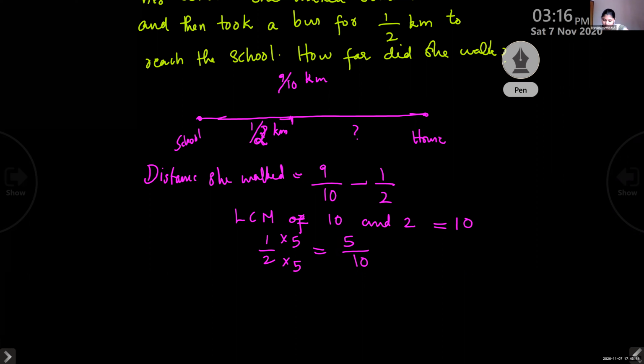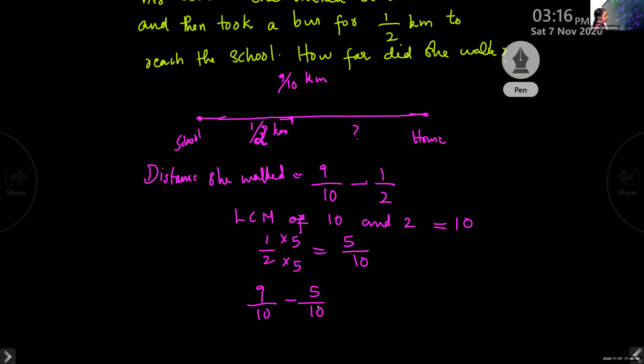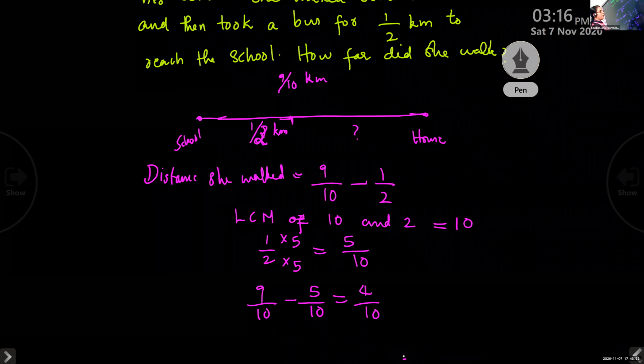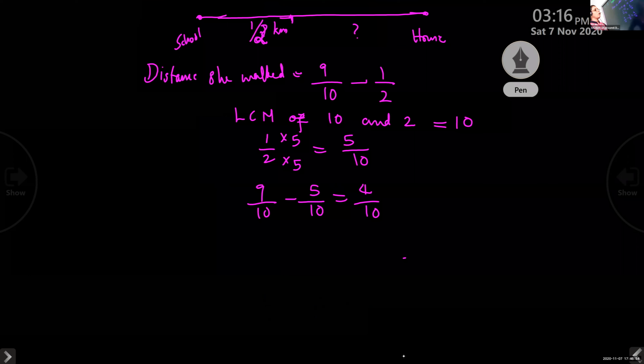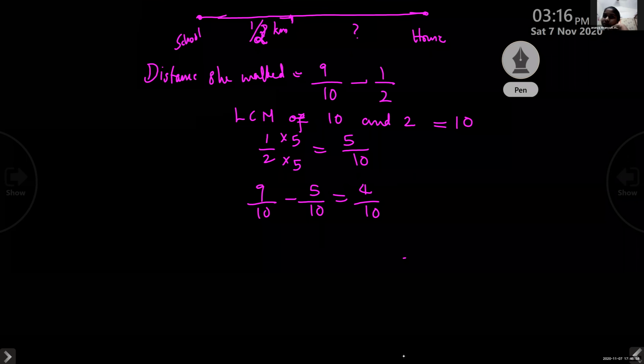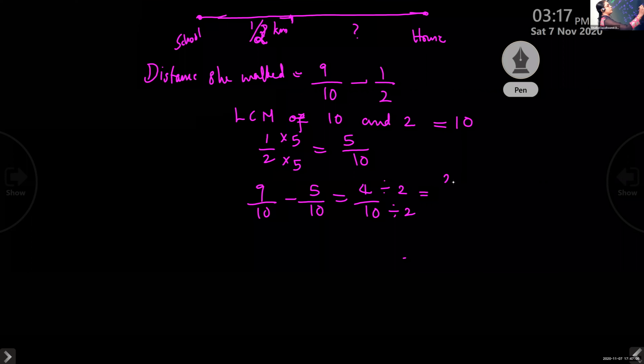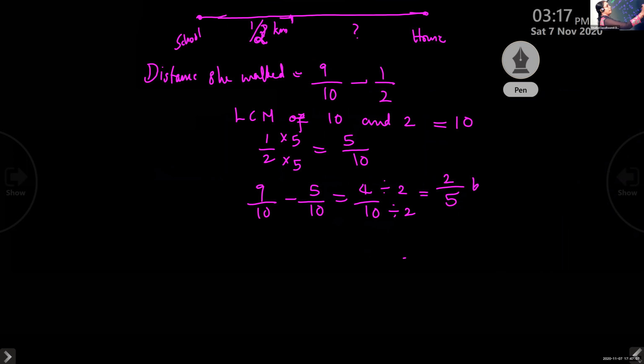So 9 by 10 minus 5 by 10 equals 4 by 10 kilometers. Shall we cancel? One common number is there in 4 and 10, which is that common factor? Ma'am, 2. 2 is the common factor. Divide. Always write the fraction in the lowest form. So it is 2 by 5 kilometer.